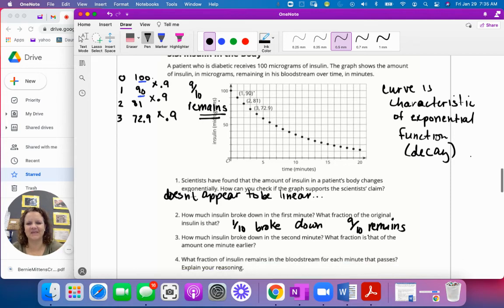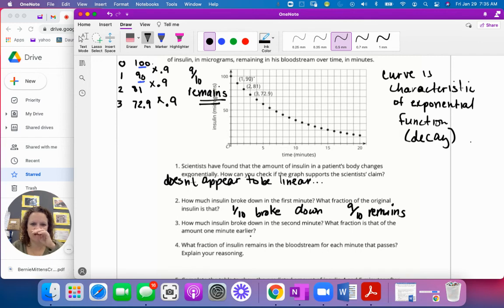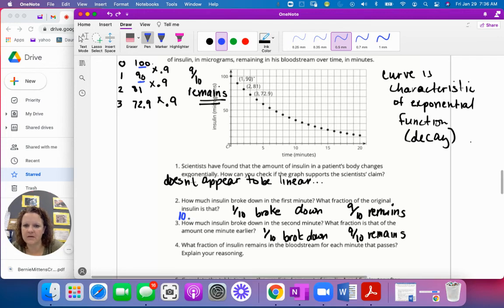Okay. How much insulin broke down the second minute? Well, another 1/10 of the insulin broke down. And 9/10 remains. I could also say that 10 micrograms broke down.